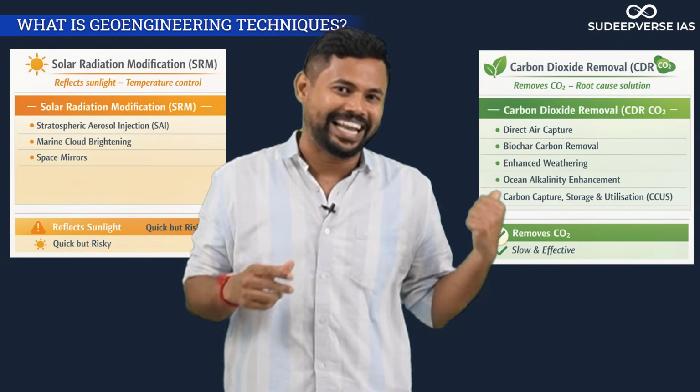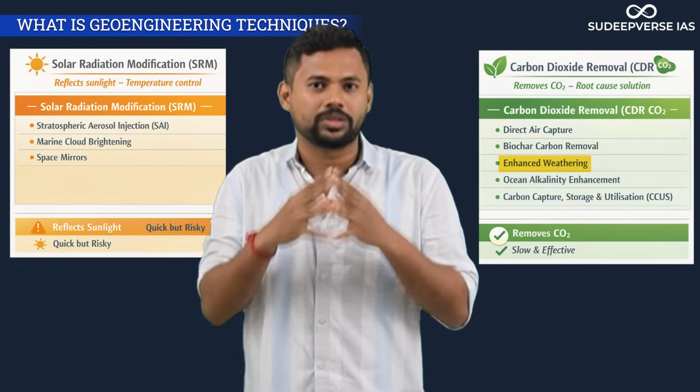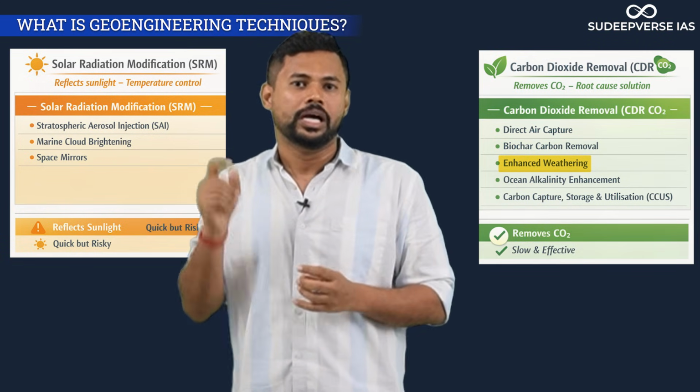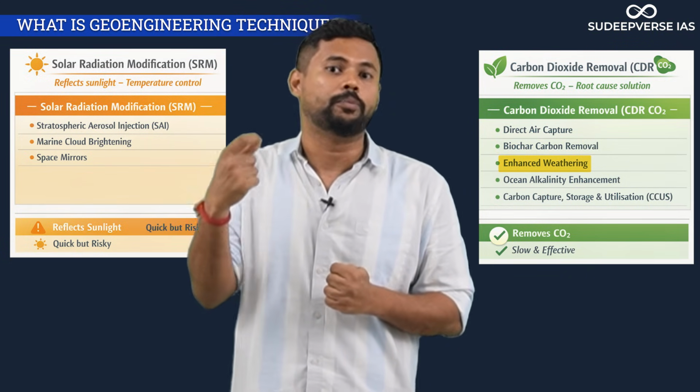The third technique is enhanced weathering, and the fourth technique is ocean alkalinity enhancement. In both these techniques, one thing you should understand is carbon dioxide is readily soluble in water. When it dissolves in water, it forms carbonic acid.